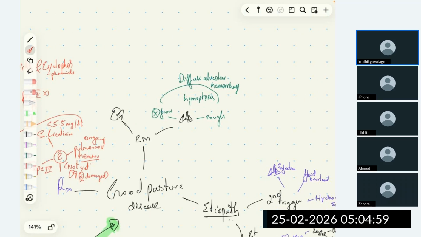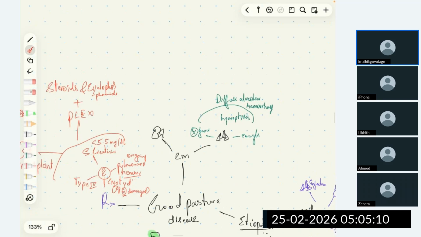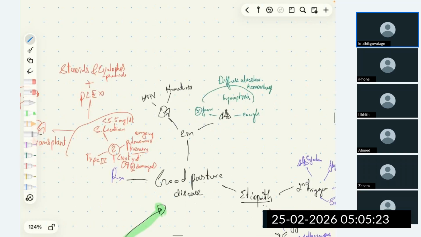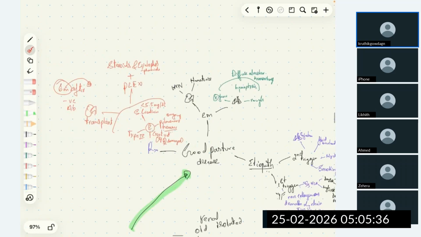This is pulmonary manifestation. The renal manifestation, as I already told, is of RPGN, rapidly progressive glomerulonephritis, leading on to hematuria, and then hypertension and other things which we saw in glomerulonephritis. Mild proteinuria, mild edema, all those things. These are the pulmonary and renal manifestations of Goodpasture syndrome. We saw etiopathogenesis and clinical manifestations. Let's proceed to investigations and treatment.